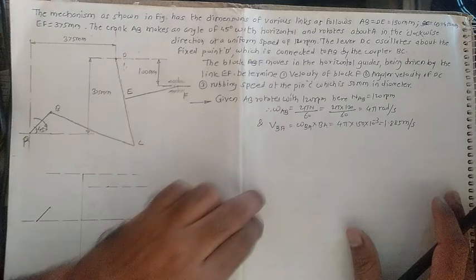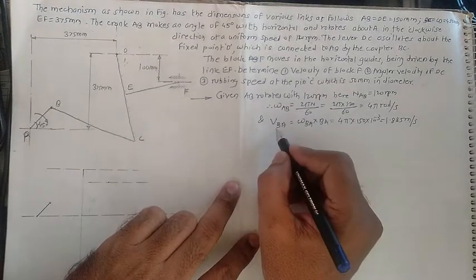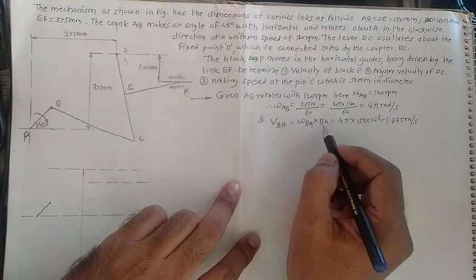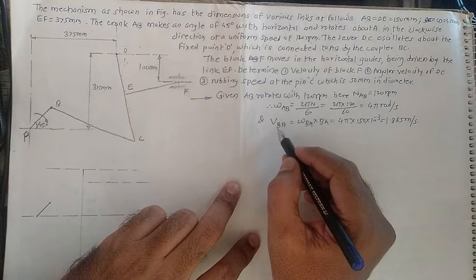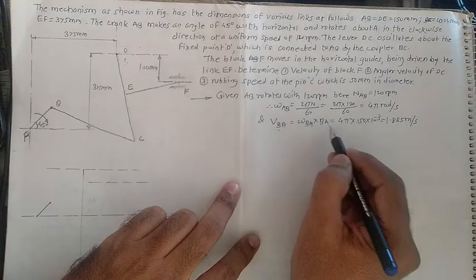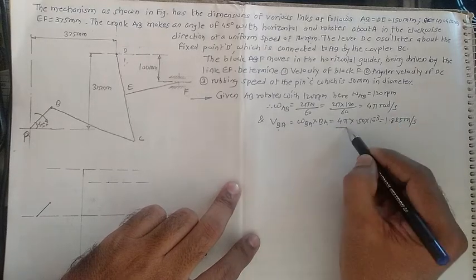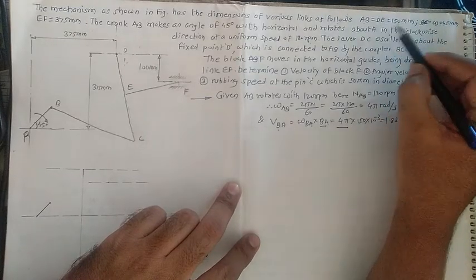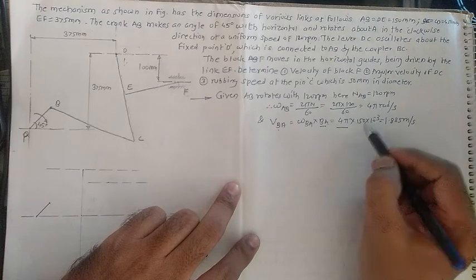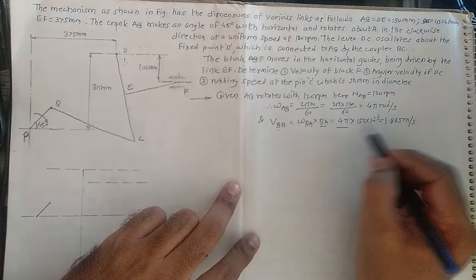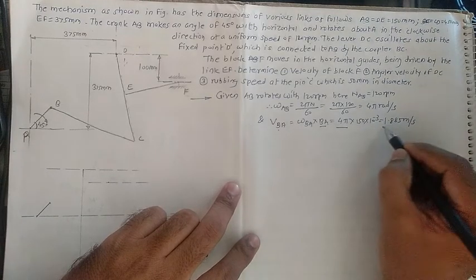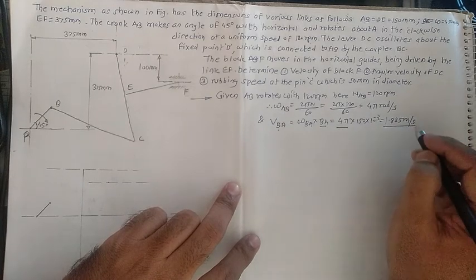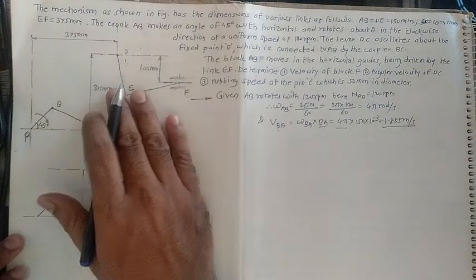After this, get the linear velocity of the same link, that is V_BA equals omega BA multiplied by BA. This is the relation between linear velocity and angular velocity, V equals R omega. Here omega is 4 pi and the length AB is given as 150 mm. By multiplying by 10 raised to minus 3, we convert it into meters. In this way, you get the linear velocity as 1.885 meter per second.